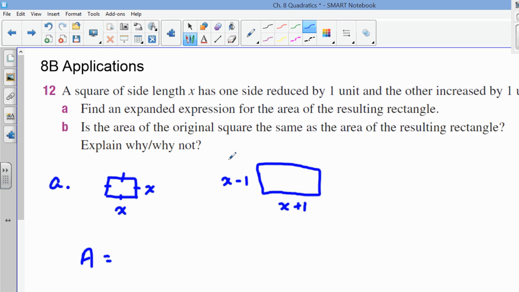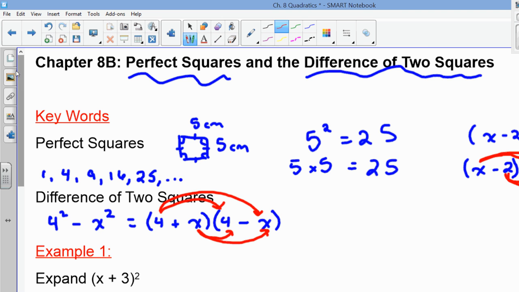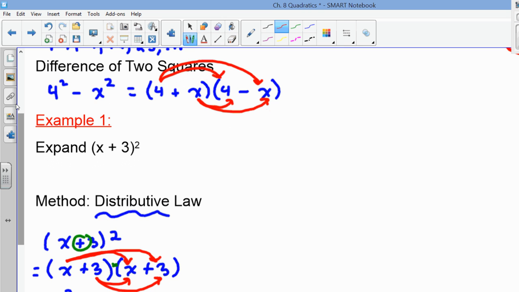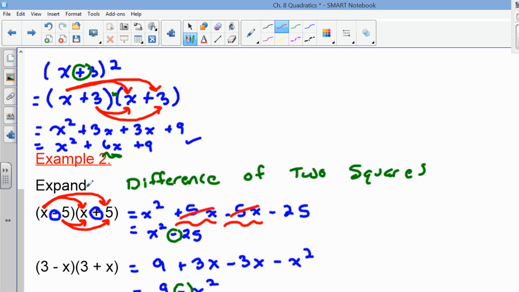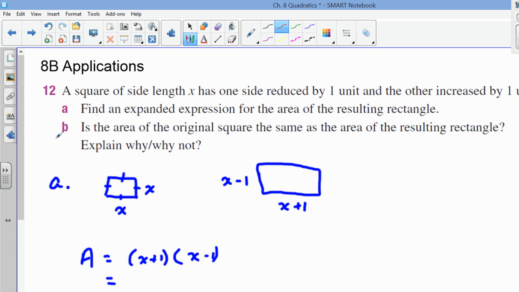So we know that the area is length by width. And we want the resulting rectangle, not the original. So we're going to take our length, which is x plus 1, multiplied by the width, which is x minus 1. And when I multiply that out, notice we have a pattern. We have an x and a 1, but one has a plus, one has a minus. So let's think back. Was this a perfect square or a difference? This was a difference of two squares. So we know we're going to get the first term squared minus the second term squared. So my guess is we're going to get x squared minus 1 squared, but let's see if that actually happens.